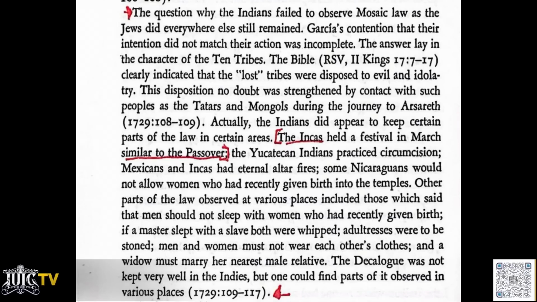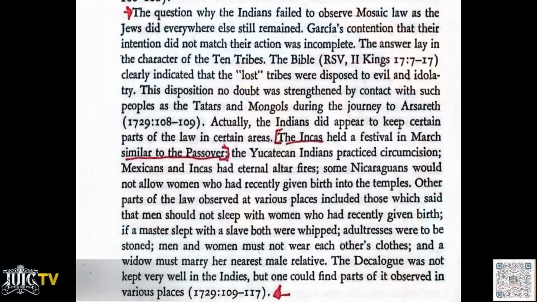Well, the next part, the Yucatan Indians practiced circumcision. That's another one. They practiced the same thing Abraham did. You know who else the Yucatan was? If you watch Black Panther Part 2, that was Namor and them. Oh, that's right. That's another movie we're going to do.